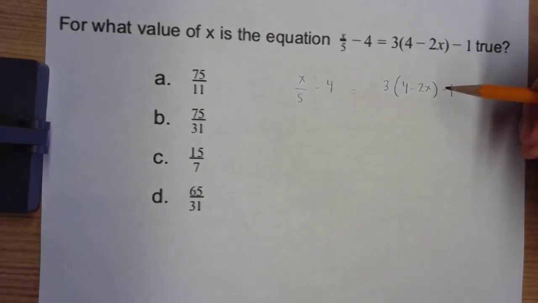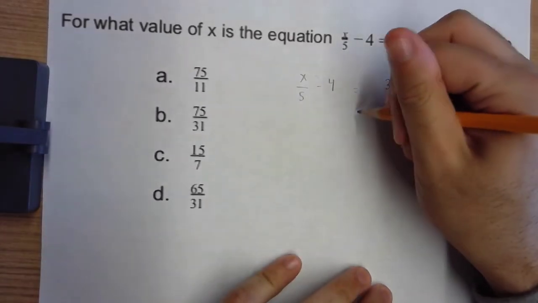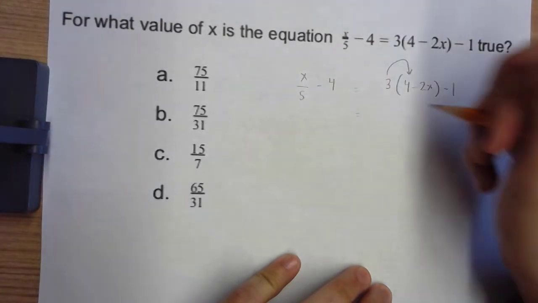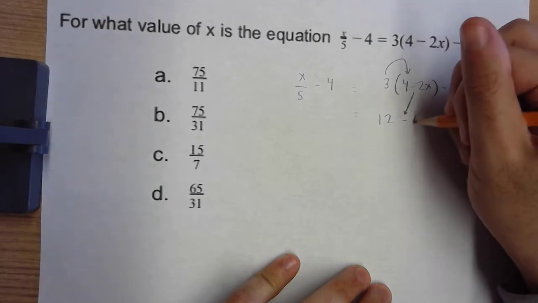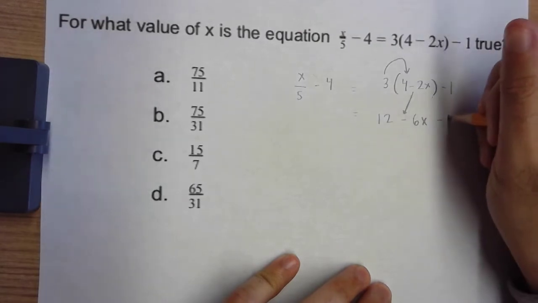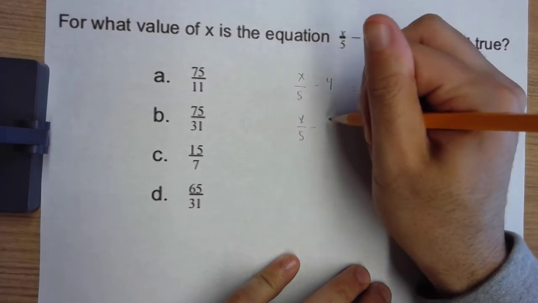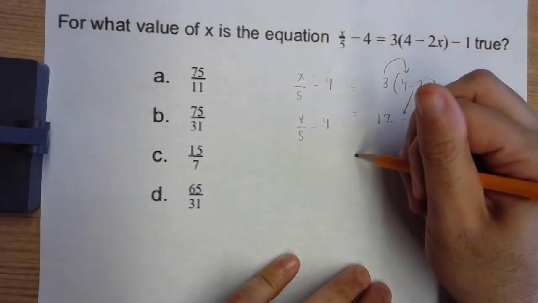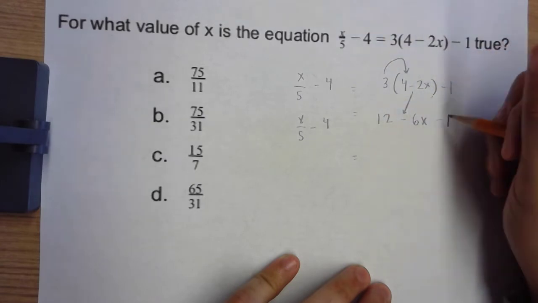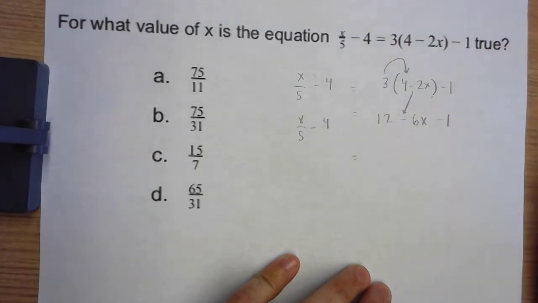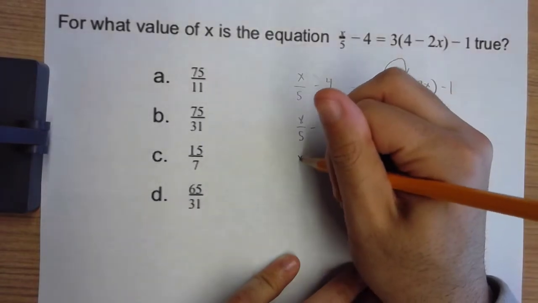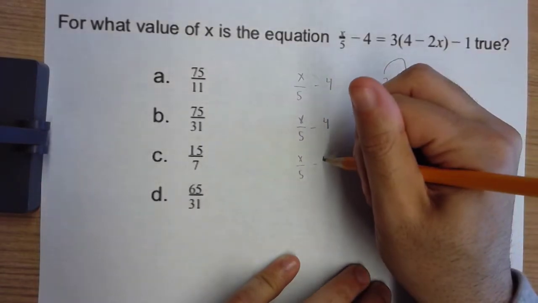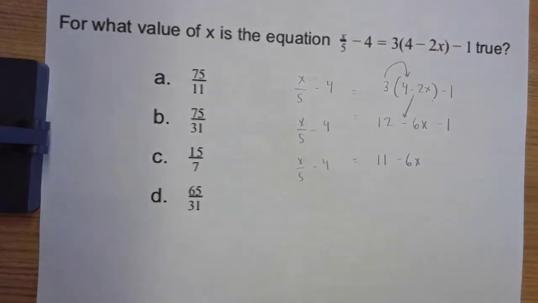So when we get started, I'm going to simplify this expression on the right-hand side. We have 3 times 4 when I distribute the 3 to get 12 minus the value of 3 times 2x, which is 6x, fantastic, minus 1. The left side still remains the same. Now over here, I can still simplify that even further because I have a 12 and a negative 1. That will get me to 11 minus 6x, and I'm still left with x over 5 minus 4 is equal to 11 minus 6x.